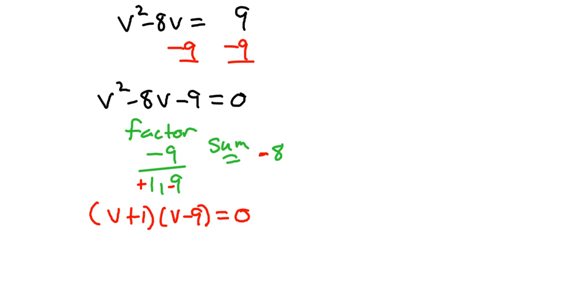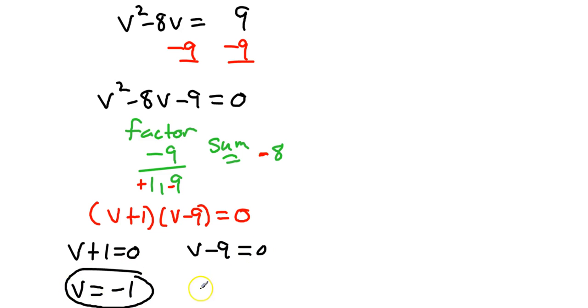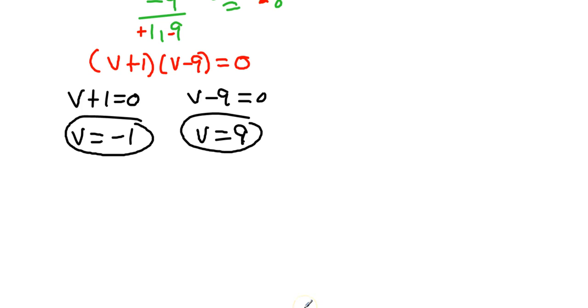Okay, now you're going to take both of those two and set them equal to 0. And again, the solving should be really easy. All you're going to do is just add or subtract. When you subtract this one, you get v is going to equal negative 1. When you add this one, you're going to get v is equal to 9. But again, you have to go back and check the answers.